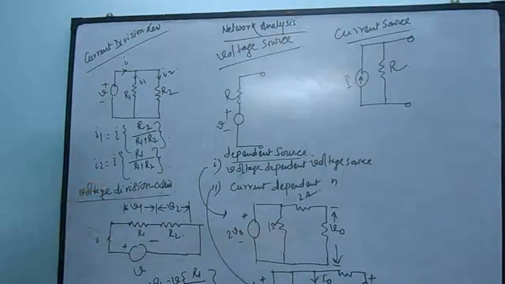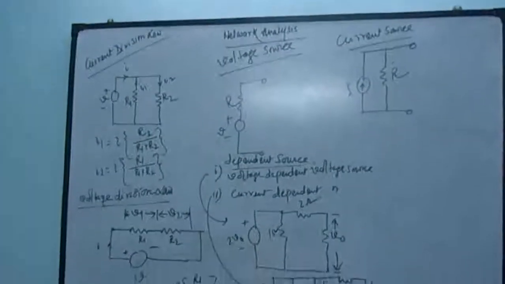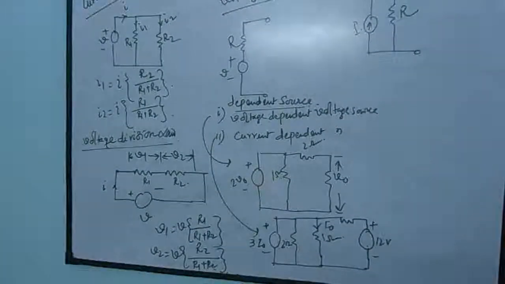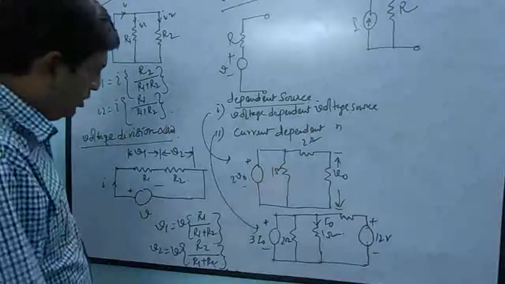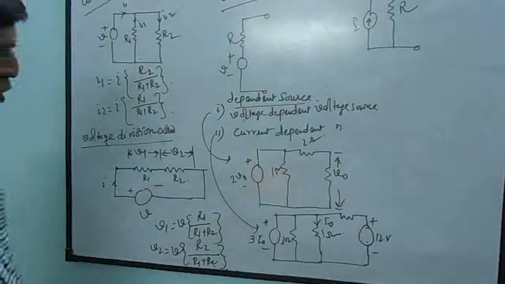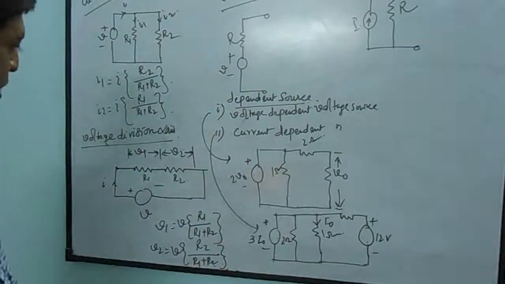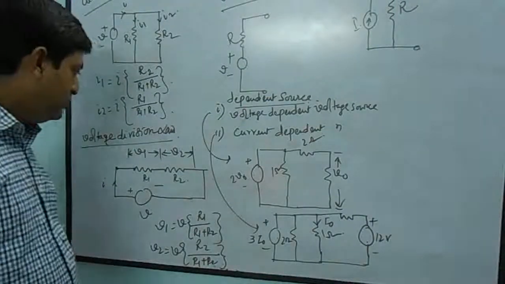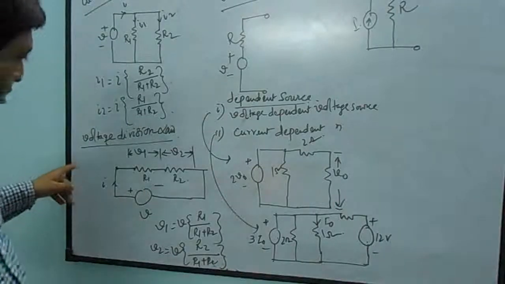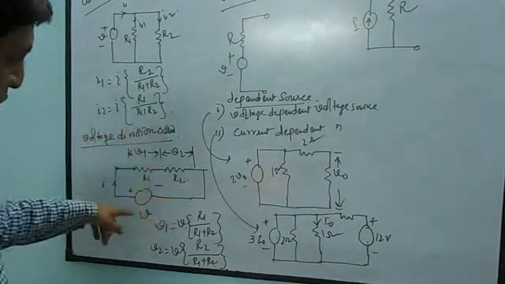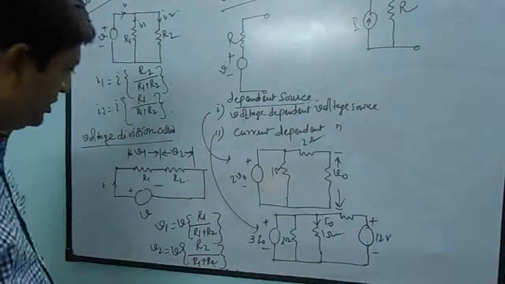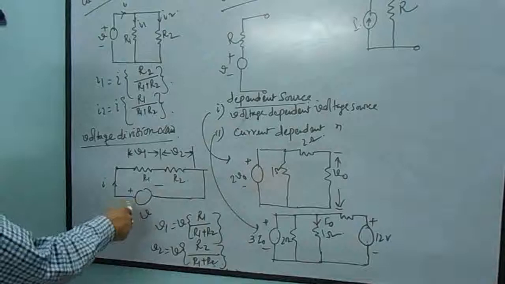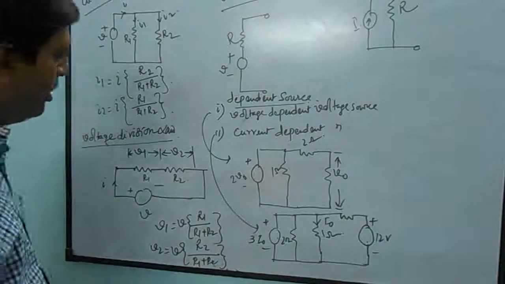Now voltage division law. When voltage will be divided: if two or more resistances are in series, then voltage will be divided. For this network, if V is the supply voltage, then R1 and R2 are in series, then supply voltage V will be divided into V1 and V2.